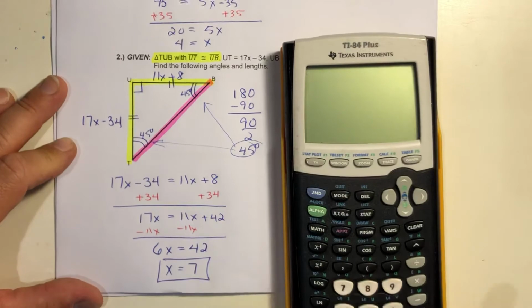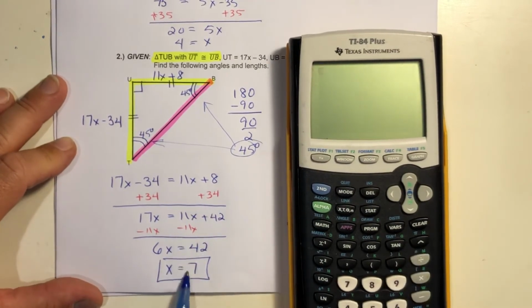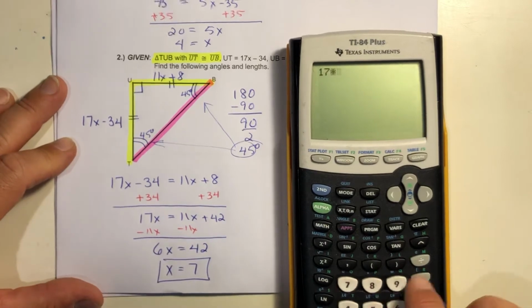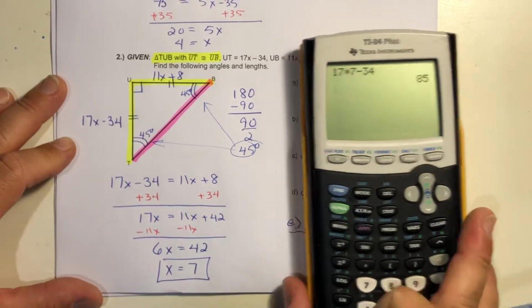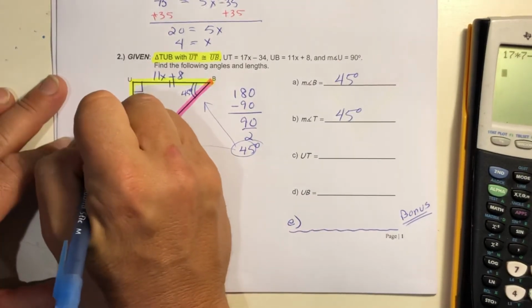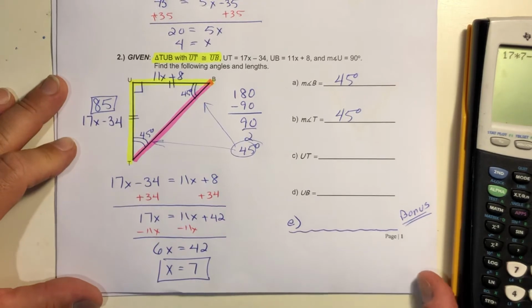So I'm going to take my calculator out and turn it on. All right, now I'm going to simply substitute 7 for x. 17 times 7 minus 34. Okay, it's going to give me 85 units. That could be inches, miles, meters, feet, what have you.